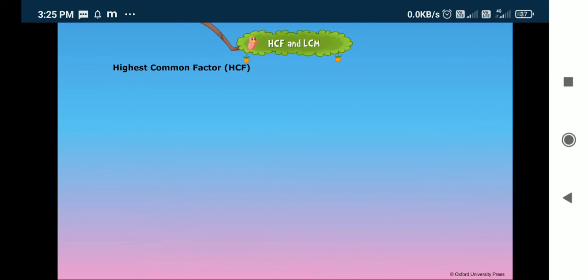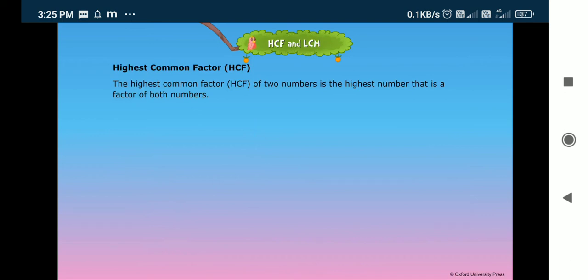Highest common factor, HCF. The highest common factor, HCF, of two numbers is the highest number that is a factor of both numbers. Let us find the common factors of 16 and 18. Factors of 16 are 1, 2, 4, 8, 16. Factors of 18 are 1, 2, 3, 6, 9, 18.